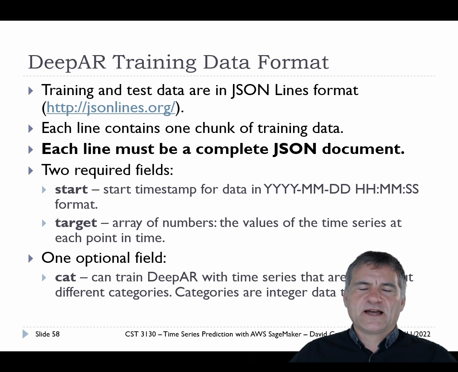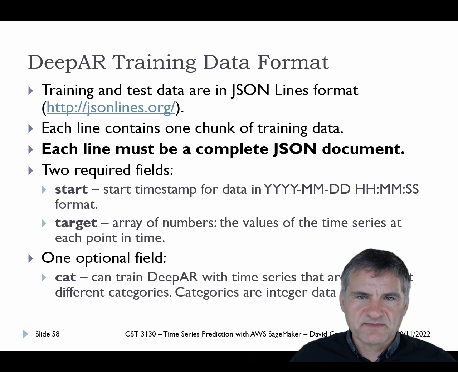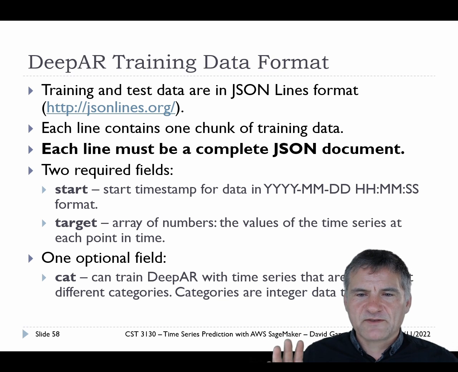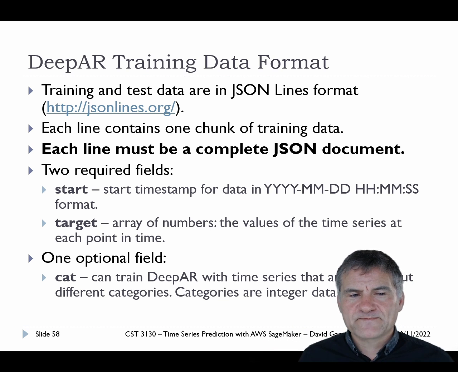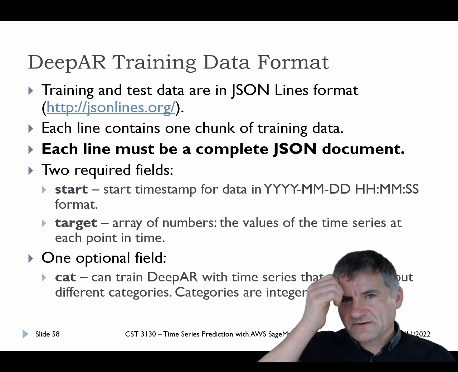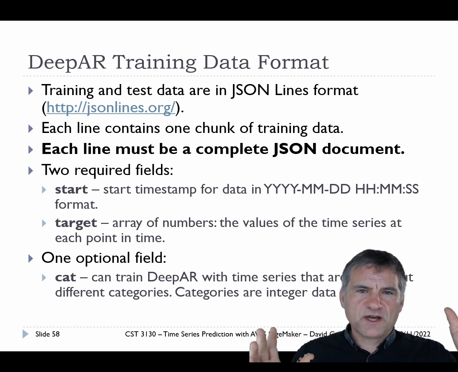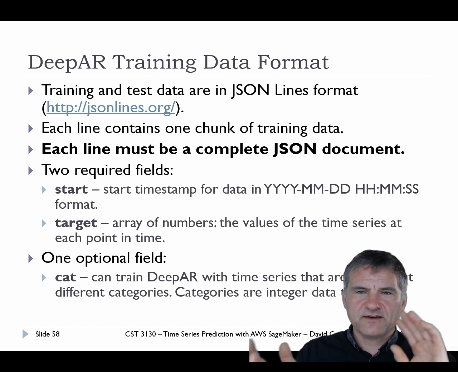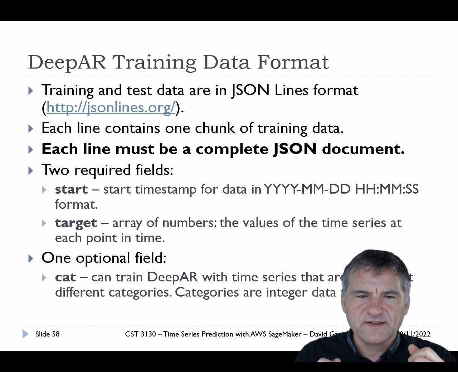So the data format is crucial, and you have to get this right or we'll just simply break. The training and test data have to be in JSON lines format, and there's a link to what that means there. But you all know what JSON is by now, right? You've got the curly braces and keys and values, and the keys are in quotation marks and all this kind of stuff.